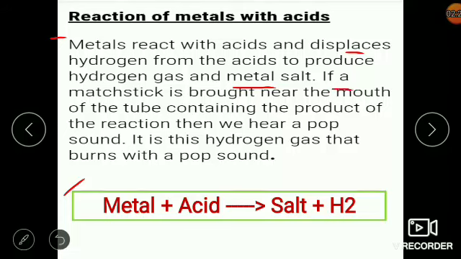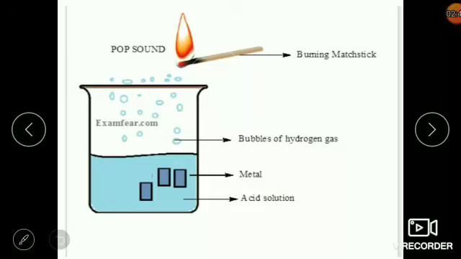If a matchstick is brought near the mouth of the tube containing the product of the reaction, then we hear a pop sound. So if you bring a burning matchstick near this hydrogen gas, it produces a pop sound, and that is called the pop test for hydrogen.